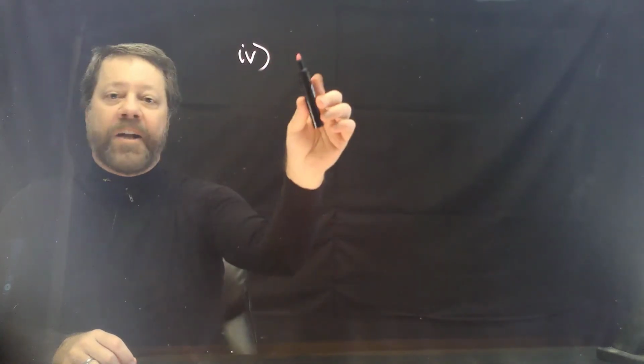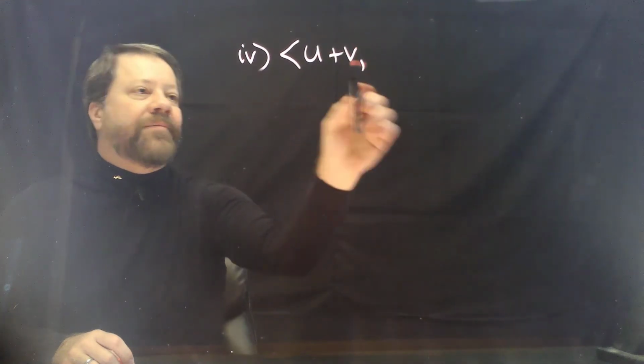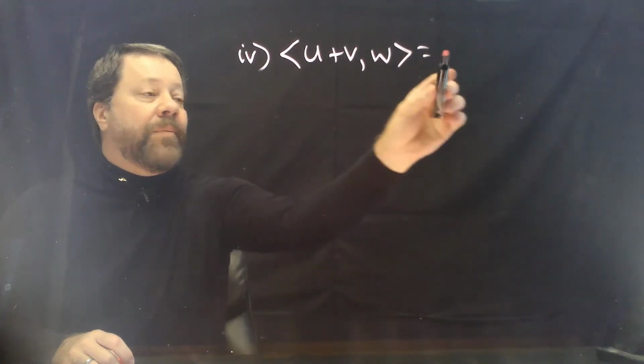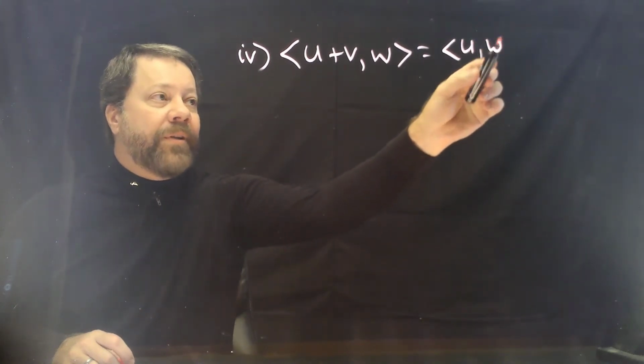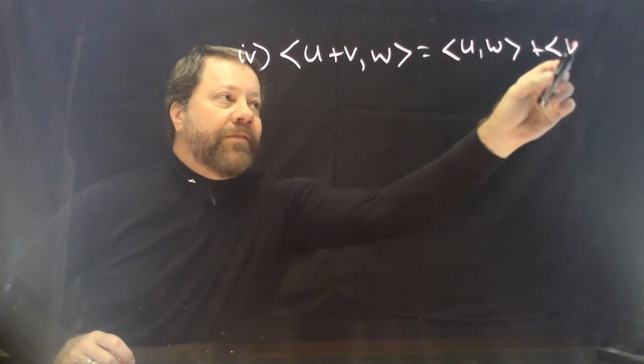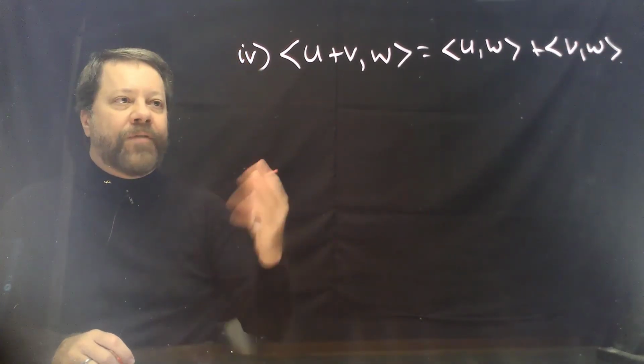And the fourth property for an inner product is that if you have the inner product of u plus v with w, that's the same thing as the inner product of u with w plus the inner product of v with w, giving you a kind of distributive law for the inner product.